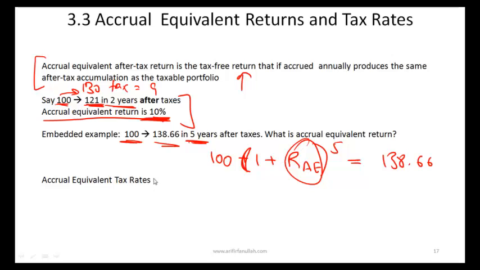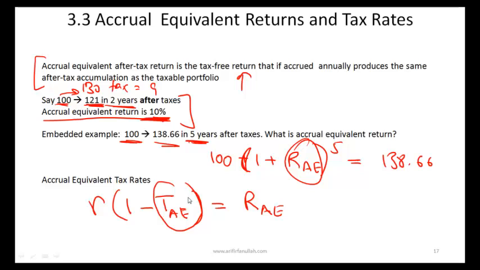And then what is the accrual equivalent tax rate? In our example, you can look at it this way. This should look a lot like what you saw at level 1 fixed income. If this is your regular return, multiplied by 1 minus your TAE. What's TAE? This is the accrual equivalent tax rate, gives you the RAE. So this is your accrual equivalent tax rate.